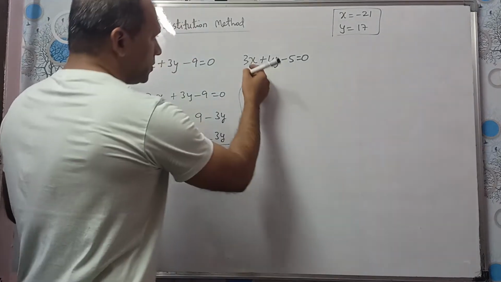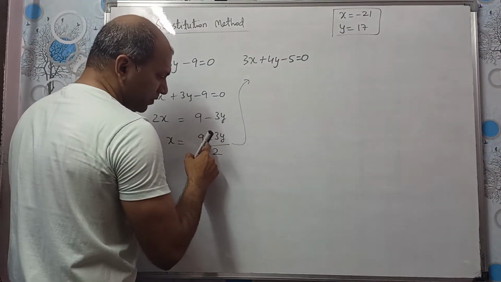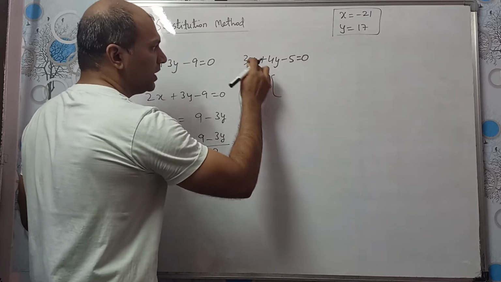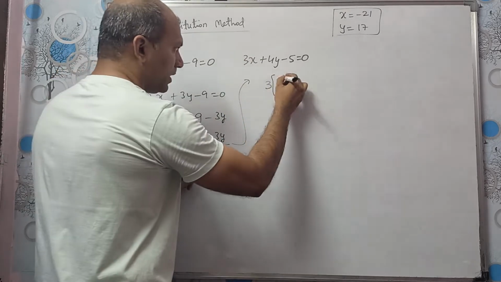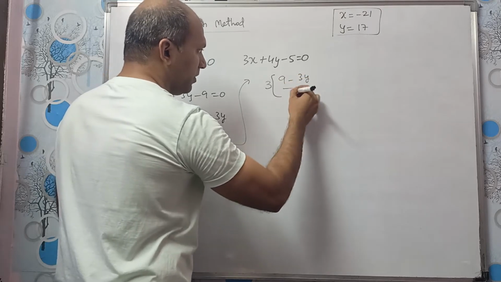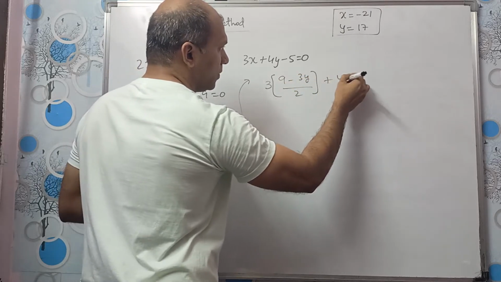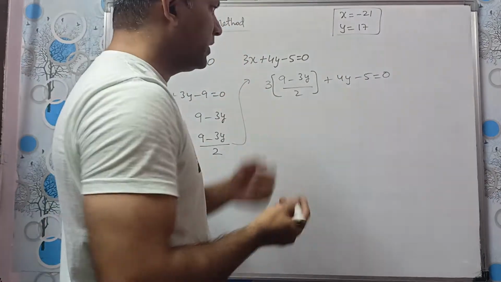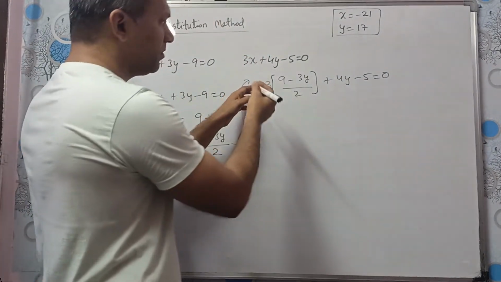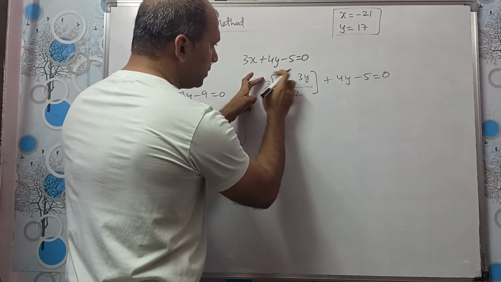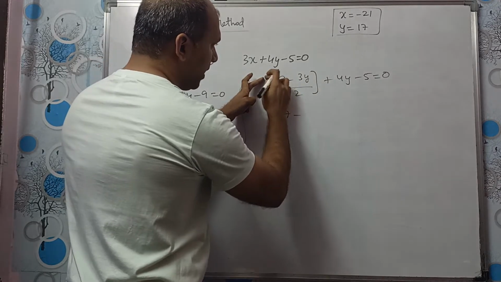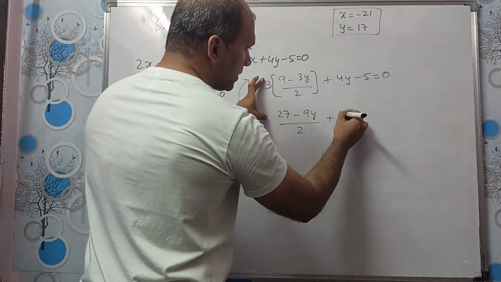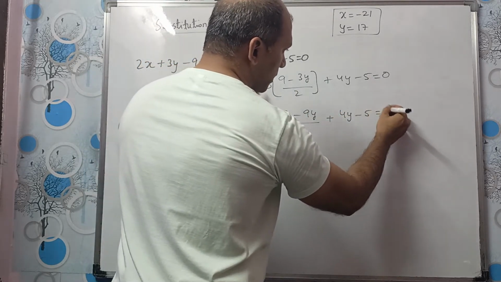Okay. So, see, in place of x, what should we write? 9 minus 3y divided by 2. So, this is 3 multiplied by, what is x now? 9 minus 3y divided by 2 plus 4y minus 5 equal to 0. Okay. Now, it is normal simplification. How should we simplify this? 3 into 9, 27 minus 3 into 3, 9y divided by 2 plus 4y minus 5 equal to 0.